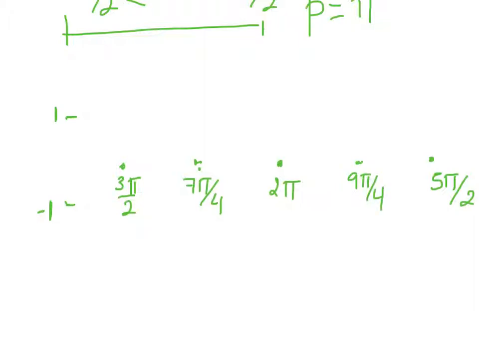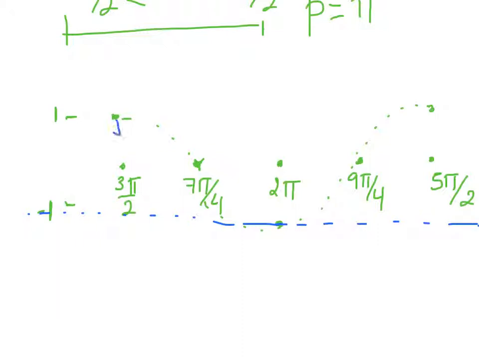Since we are doing the cosine, before we shift it down, cosine of 3 pi over 2, if you were to plug it in, gives you a 1. 7 pi over 4 is 0. 2 pi is going to give you a -1. 9 pi over 4 is 0, and 5 pi over 2 will give you a 1. This is the cosine function. What we want to do is shift this cosine function down by 1 unit. So we're going to go ahead and shift the x-axis down by 1 unit.